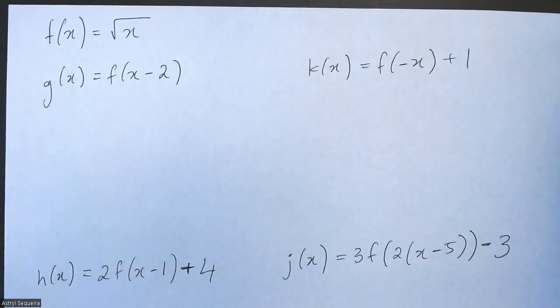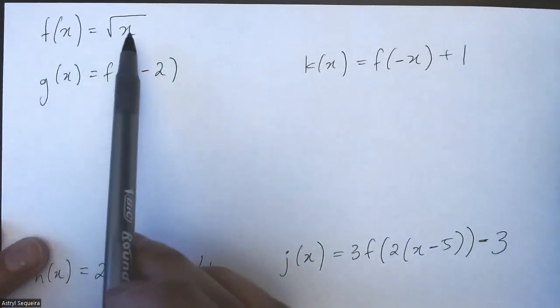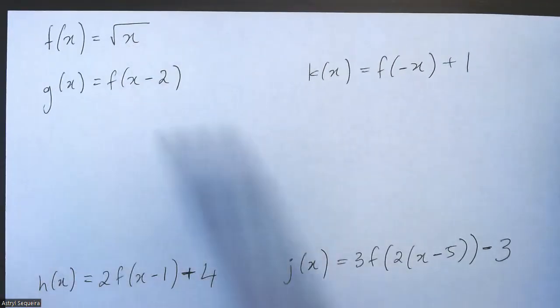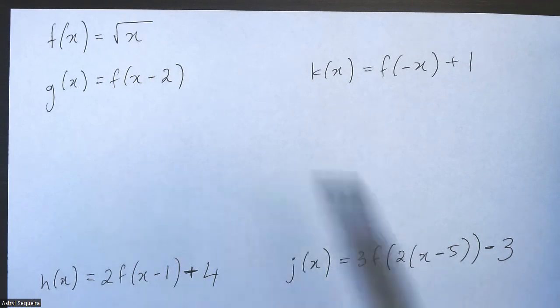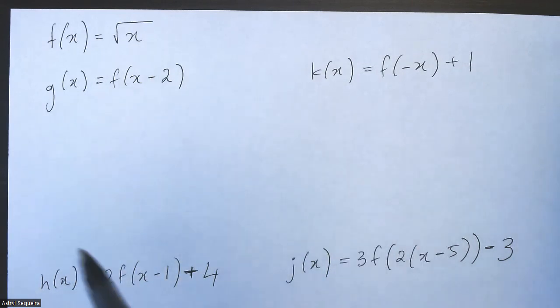All right, so in this question, we're given our original function f of x equals the square root of x, and then we're given some transformed functions, and we need to find the domain and range of these transformed functions. So in order to do this, you want to know how to sketch out your functions and then do your domain and range based on that.